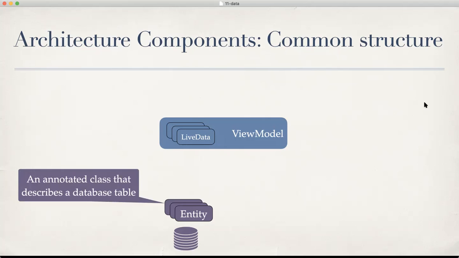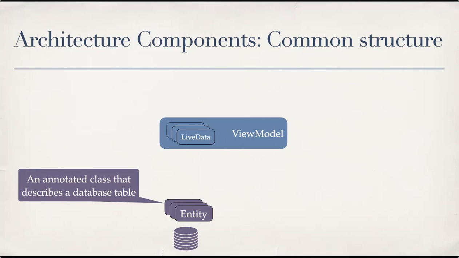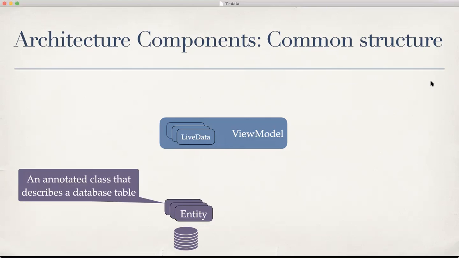Entities are annotated classes that describe database tables. So these are Java classes. They look and feel exactly like a standard Java class. There can be constructors, there can be setters and getters. So, very much like the model classes we have seen, but with certain annotations that indicate to the Android architecture and Android OS that you want to create a database table out of this. And we'll see an example soon.